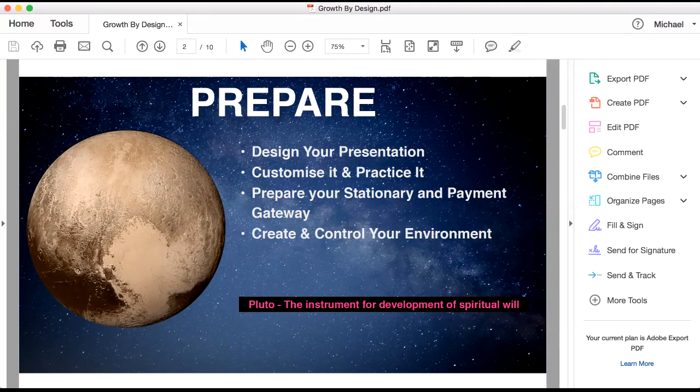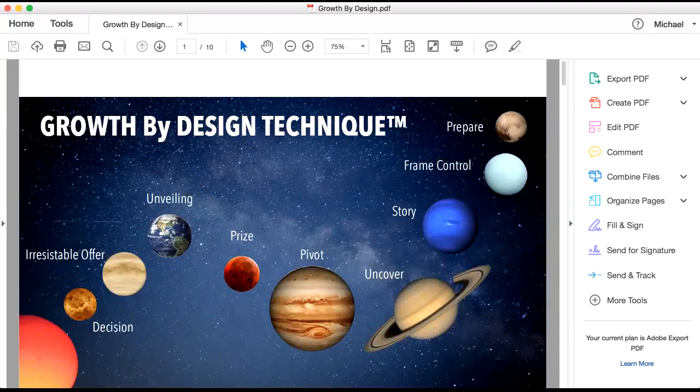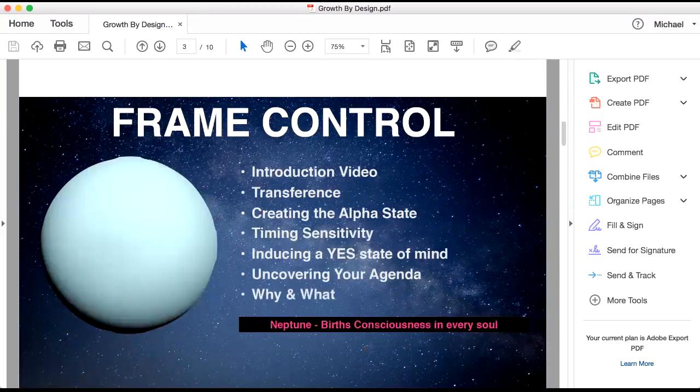So this is preparation. This is number one. This is Pluto, winding back to the decision, which gets to Mercury at the other end of our planets. So from there, we move to frame control. So what is frame control?